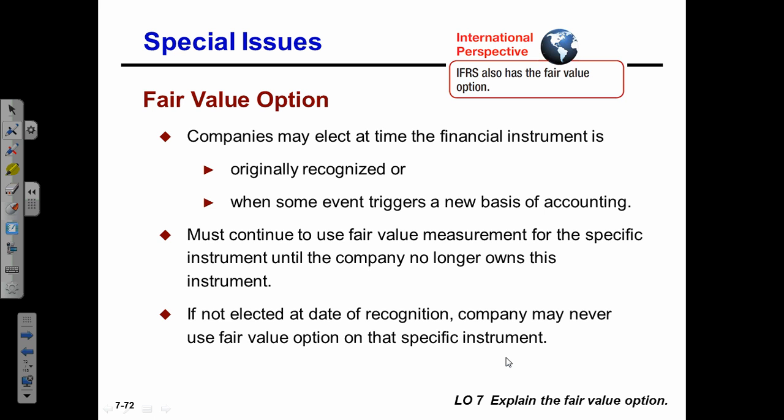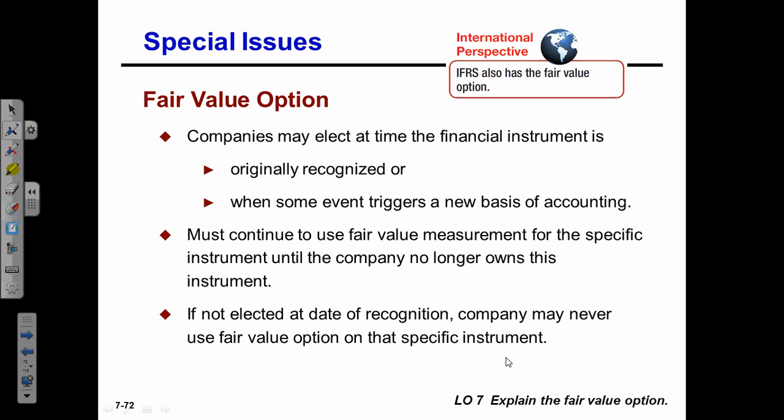If you did not elect it at the date of recognition, the company may never use fair value. So you've got to go one way or the other. But here's the rub on this. Some companies will use fair value, some won't. Will they be comparable? Maybe not, okay? So that's a little bit of a problem. Also, even within a company, can they choose to use fair value on some and not on others? Yeah, and it can be on everything.